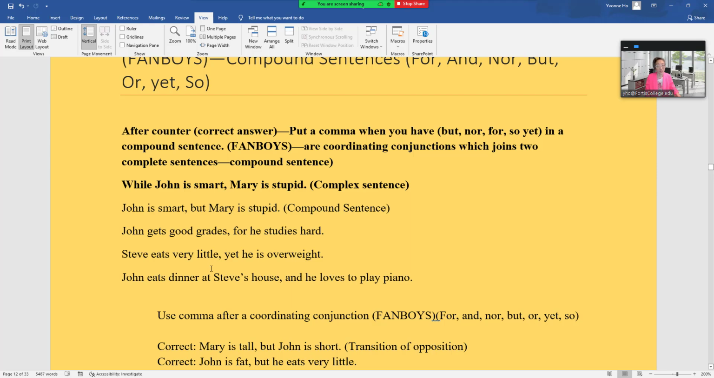Steve eats very little, okay? Steve eats very little, comma, yet he is overweight. So here you have an example of a compound sentence. John eats dinner at Steve's house, comma, and he loves to play the piano. That is also an example of a compound sentence because you have two sentences joined by the coordinating conjunction FANBOYS, and the comma always goes before the FANBOYS.